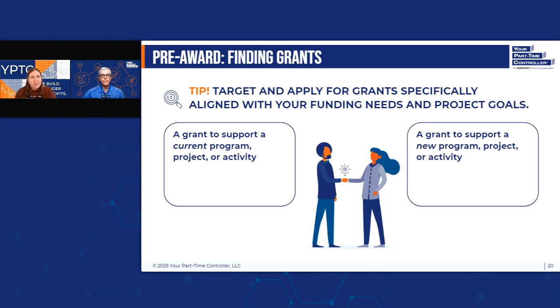The first way to find grants is to determine what type of grant application your organization is targeting. Are you looking for a grant to support a current program? These are generally easier to fit into your current budget, but they're harder to secure ongoing funding for, since donors generally want to finance new initiatives. This is why you need to build strong relationships with your current funders.